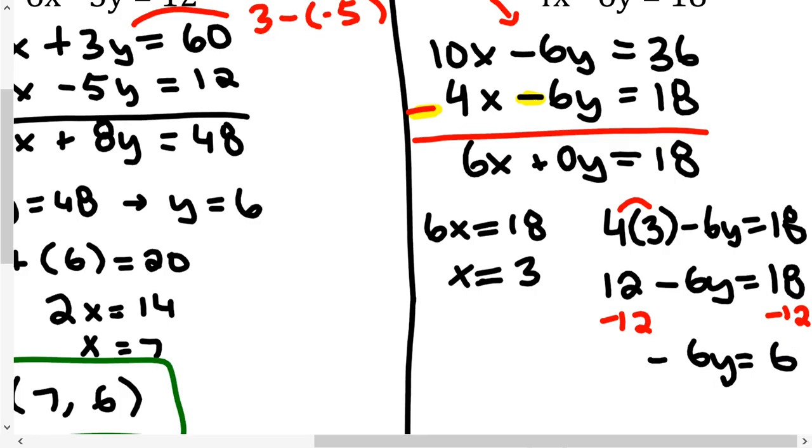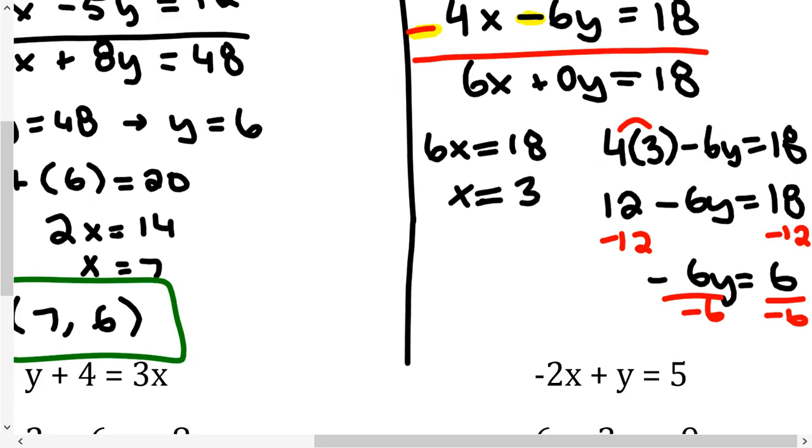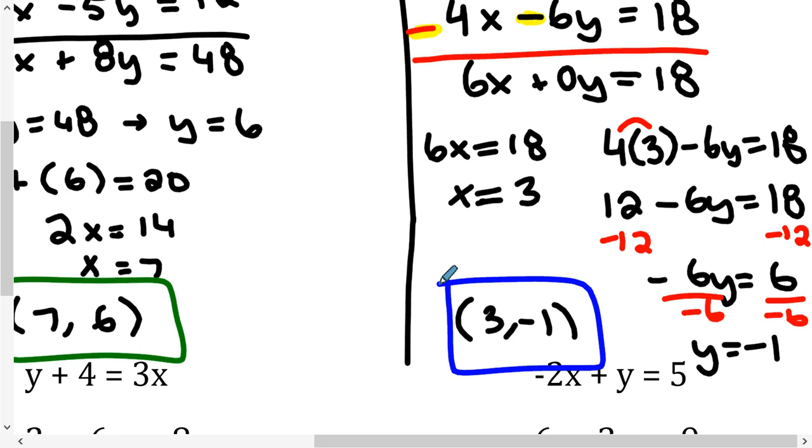Divide both sides by that -6 coefficient we have left. And it looks like y is -1. So 3, -1 is our solution for that one. So let's move into some of those examples at the bottom.